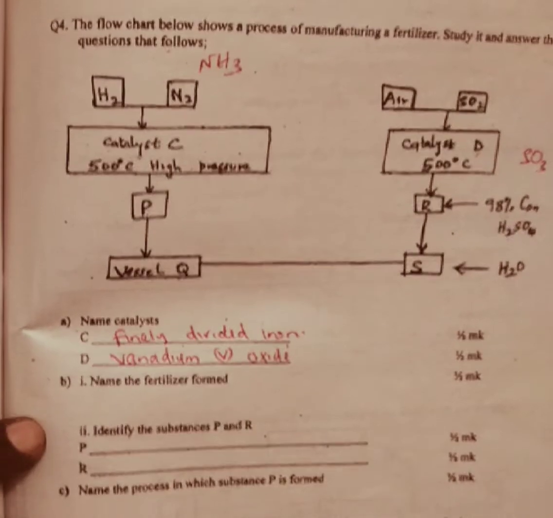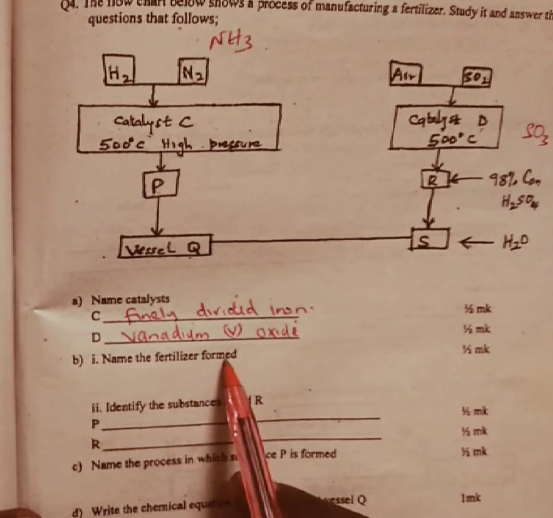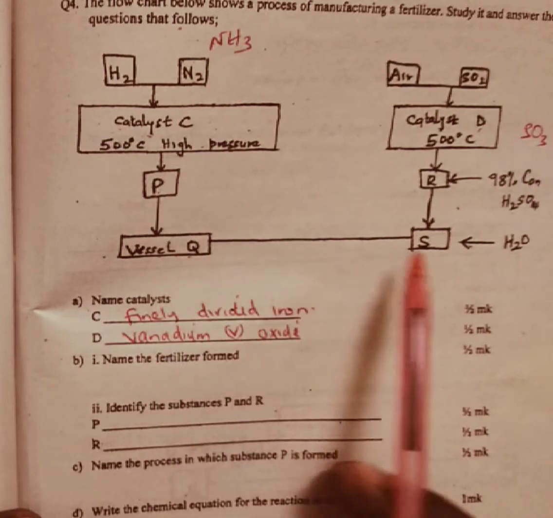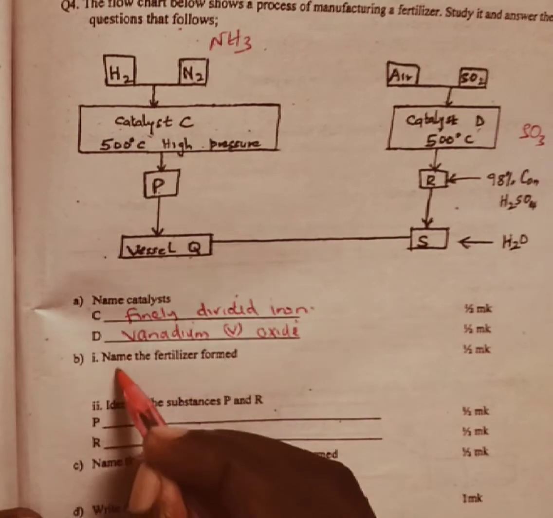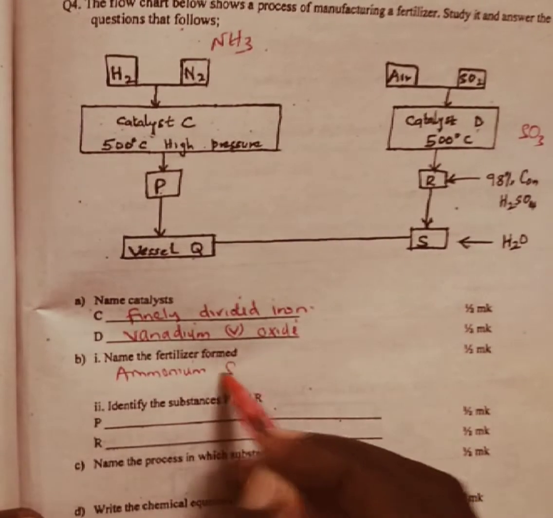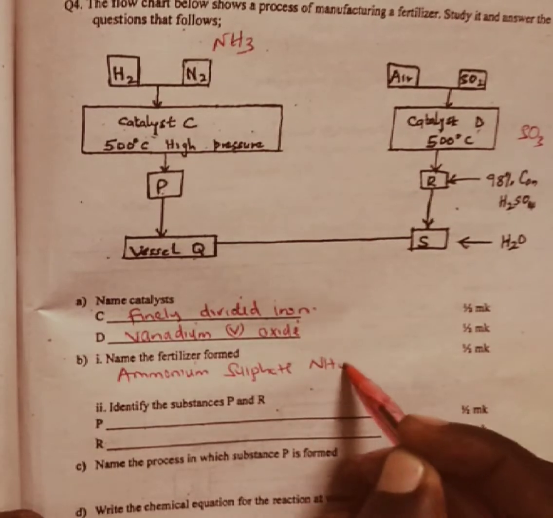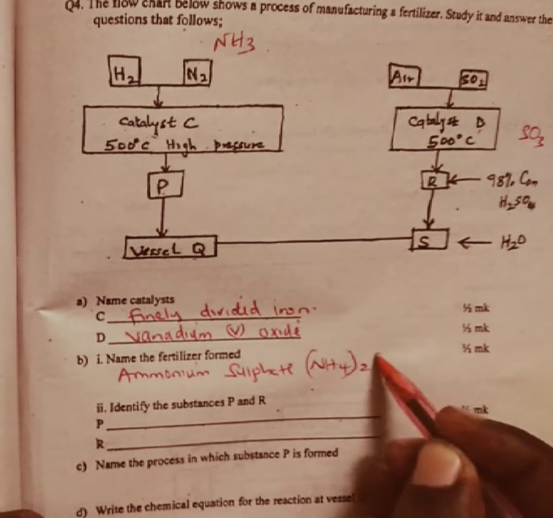Then of course part B, Roman 1, name the fertilizer being formed. When ammonia reacts with sulfuric acid, you get ammonium sulfate fertilizer, that is (NH4)2SO4.